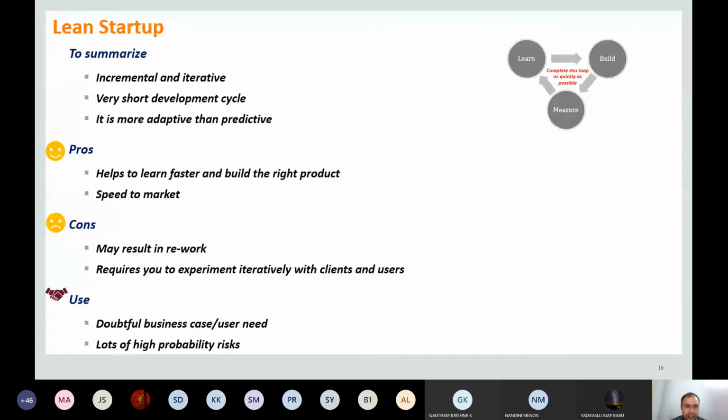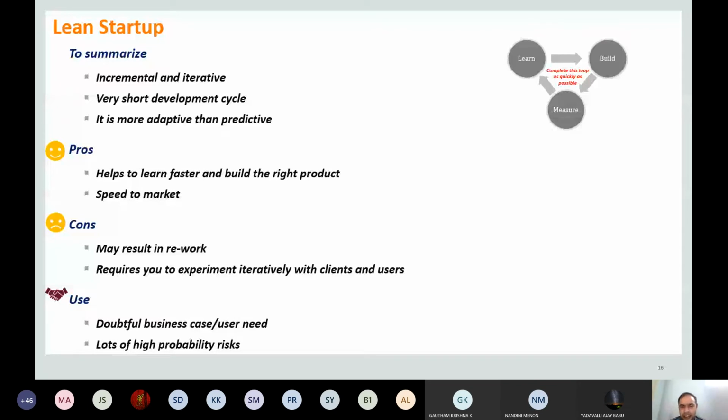So what is the mistake? It is making you rework on the product. Of course, if something wrong happens in the product, you're going to correct it, so you're going to rework on the product, which may sometimes be successful and most of the time is going to be unsuccessful. Okay. And you are required to conduct this experiment, that is learn, build, measure.